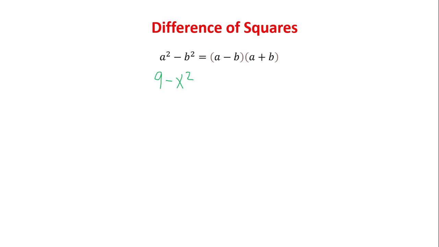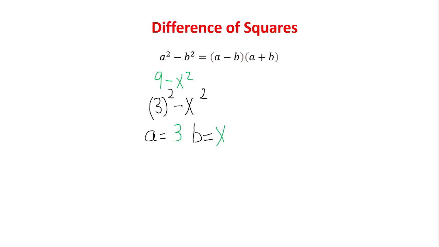So let's say we have the equation 9 minus x squared. We need to determine what our a value is and our b value. We can rewrite 9 as 3 squared and leave x squared as x squared since that's already a perfect square. So our a equals 3 and our b equals x.